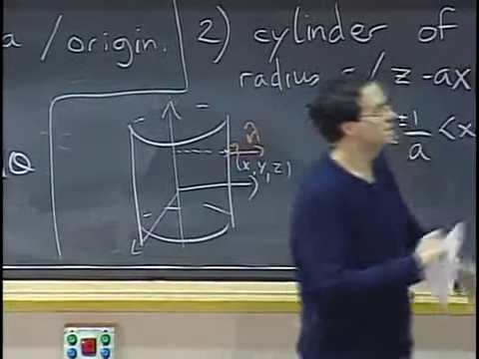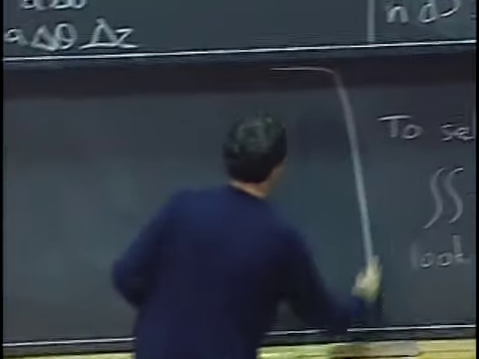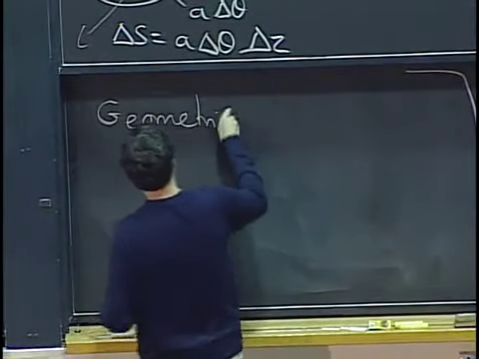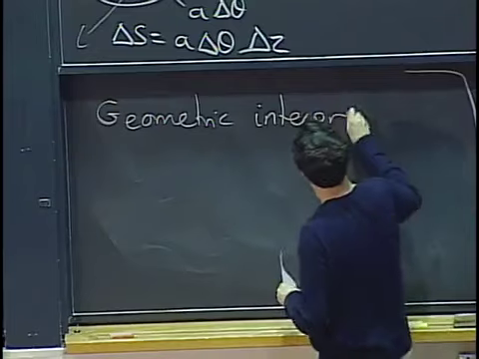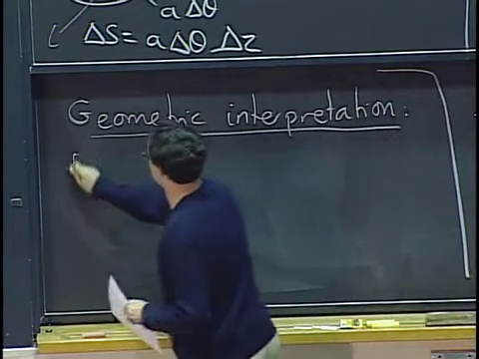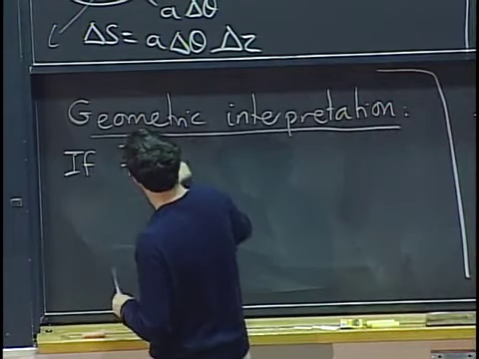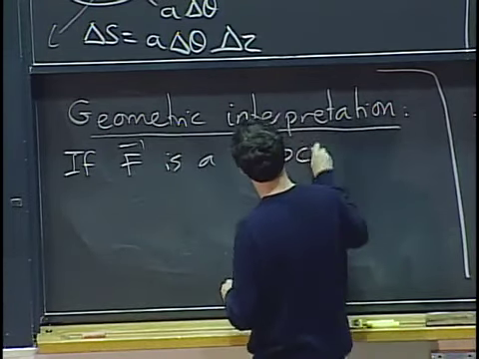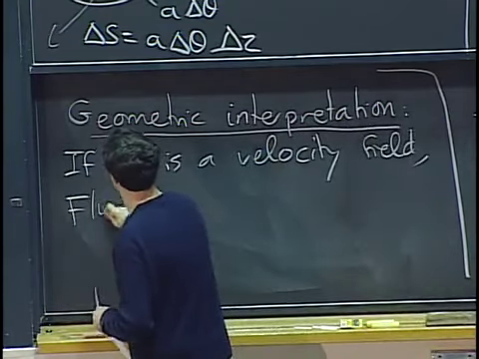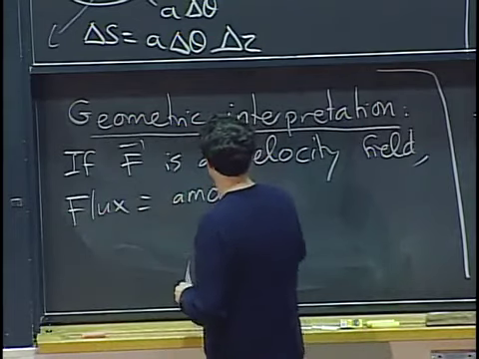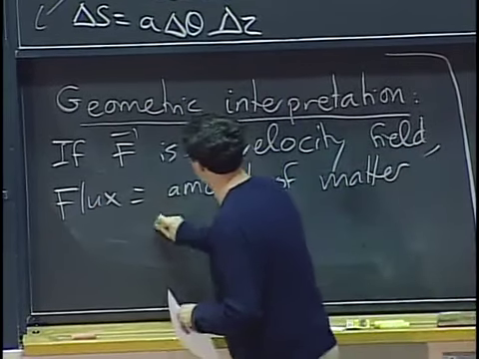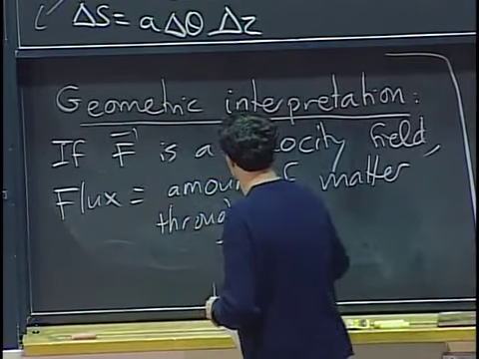One last thing I want to say. What about the geometric interpretation and how to prove it? Well, if your vector field F is a velocity field, then the flux is the amount of matter that crosses the surface, that passes through S, per unit time.